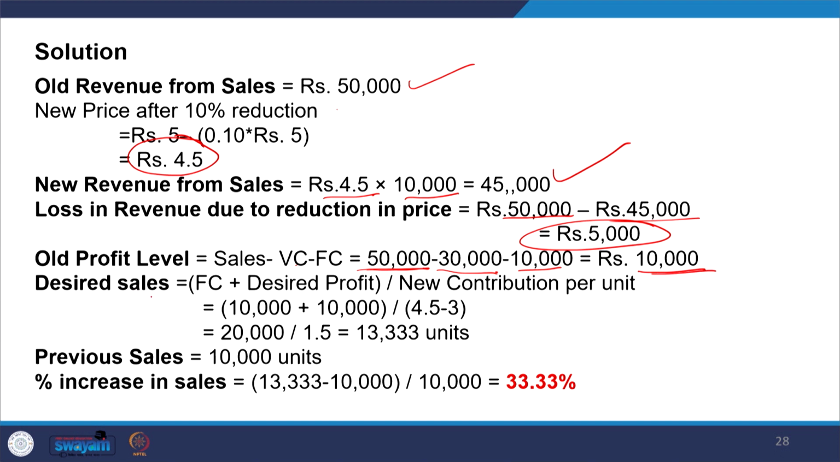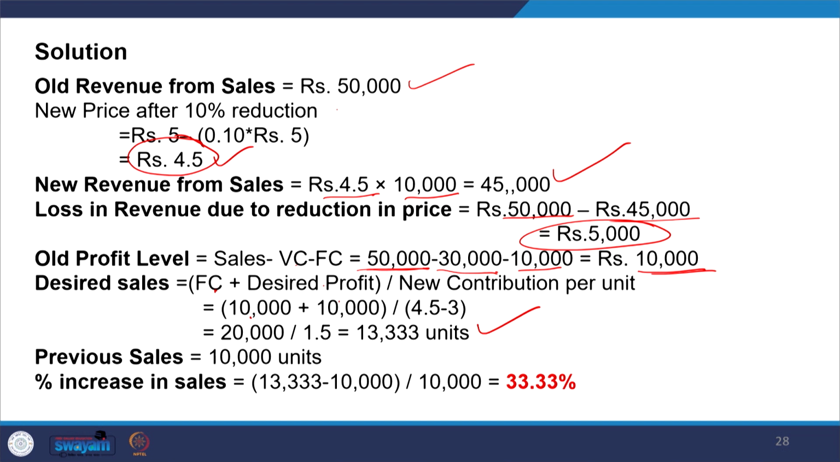Now, desired sales is fixed cost plus the desired profit, divided by the new contribution, because you have changed the price, you have cut the price by 10%. So, the fixed cost is 10,000, the desired profit is 10,000, divided by the new contribution. The new selling price is 4.50, as we have found out, minus the variable cost, which is 3 rupees. That gives me 13,333 units.